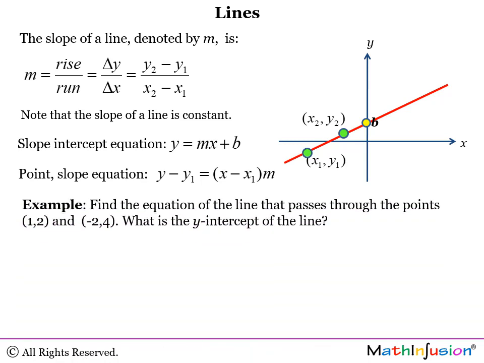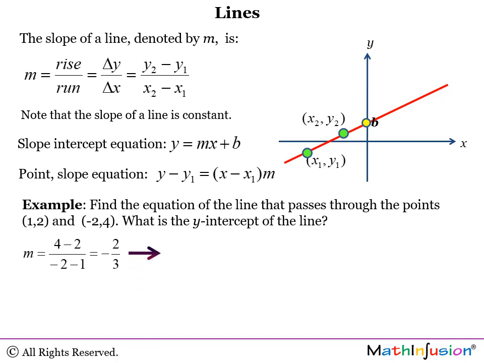Example: let's find the equation of the line that passes through the points (1, 2) and (-2, 4). What is the y-intercept of the line? We are going to use first the point-slope equation. The slope is just the difference of the y's over the difference of the x's, and we get negative 2/3.